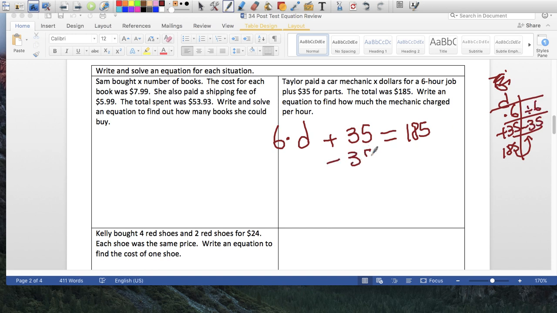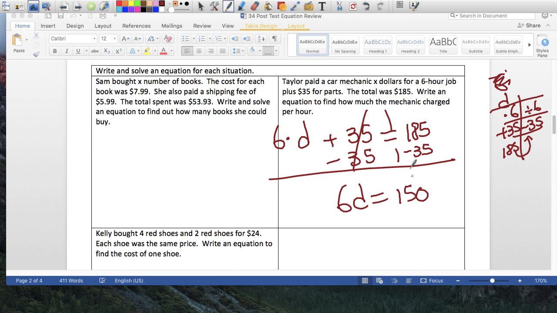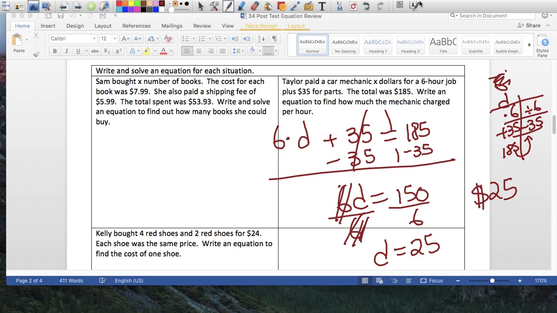So first thing, minus 35, minus 35. You got 6D equals 150. And then we're going to divide this by 6, divide this by 6. This 6 divided by 6 is 1, so I have D left over, and 150 divided by 6 equals 25. So how much did he make per hour? So per hour he makes $25 per hour. It's not bad.